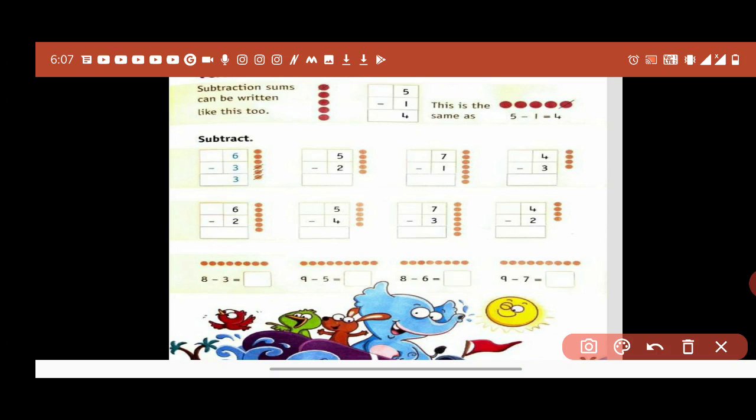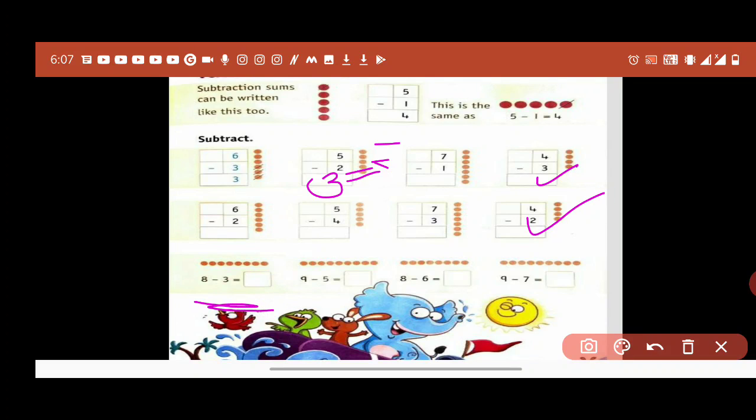So, in the first question, if you see 5 minus 2, how many dots are made already here? 5 dots. Minus 2 means you have to take away 2 dots. So, let's just cut 2 dots. How many dots left? 1, 2, 3. Write down 3 here. So this is the way you will be solving all these questions.